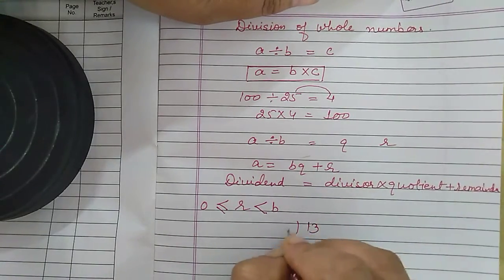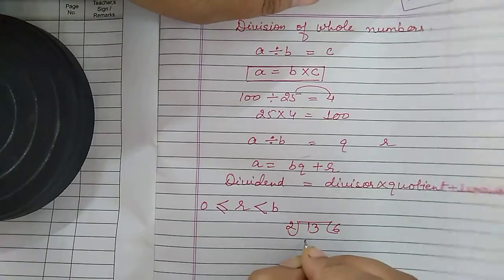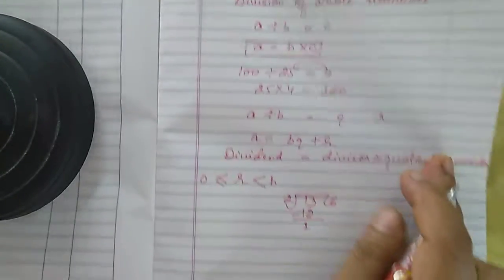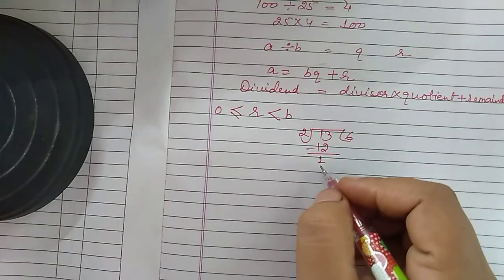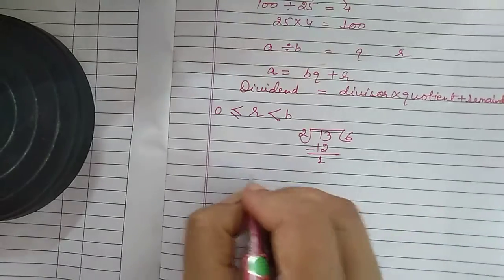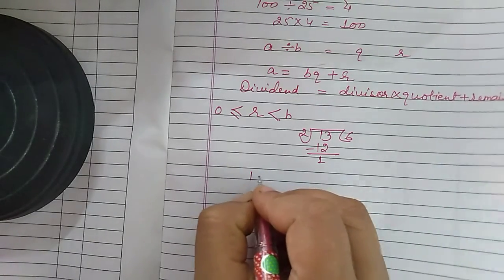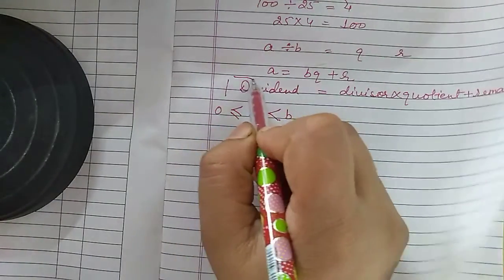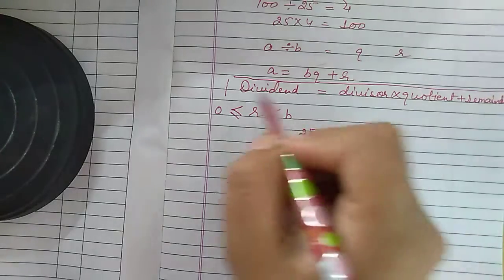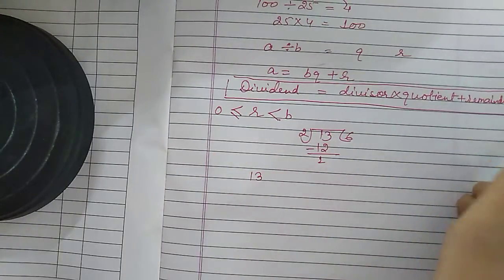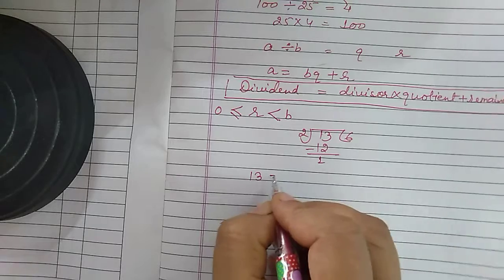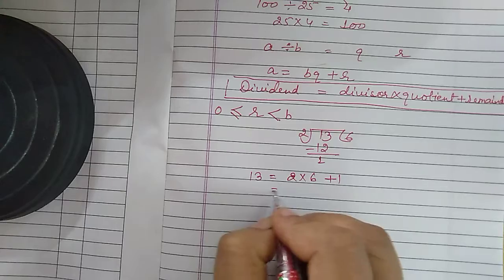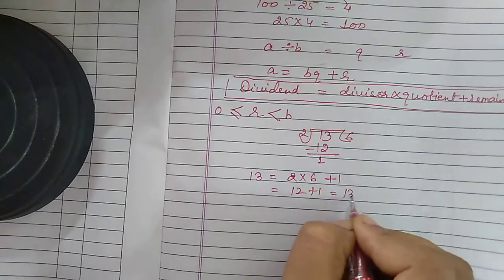If we are dividing 13 by 2, then we'll get 6 as a quotient and 1 as a remainder. You can see here the value of the remainder is less than 2, and we fulfill this property here. This is called the division algorithm. Dividend equals divisor into quotient plus remainder. If we solve it, then we'll get the dividend again.